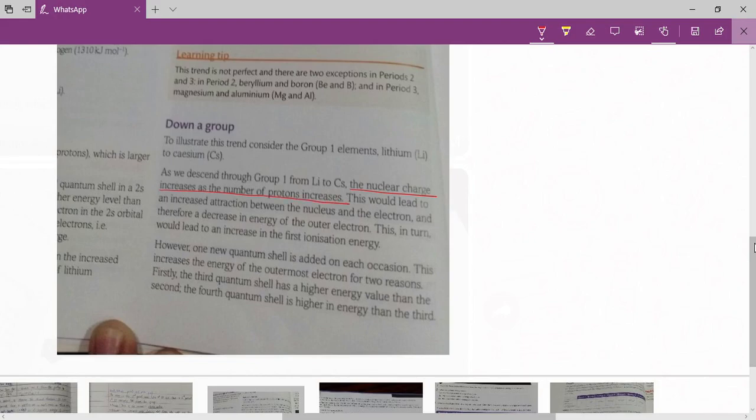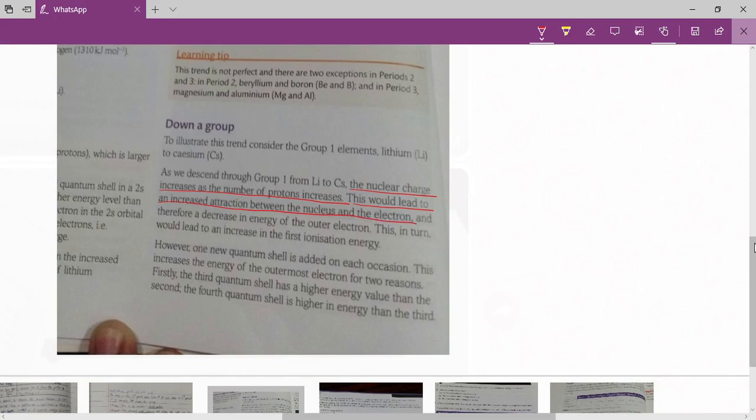Yes, this is obvious. As usual, the shell is increasing. I can also say protons increase, electrons increase, and as a result the nuclear charge increases. So this will lead to an increased attraction between the nucleus and electrons.